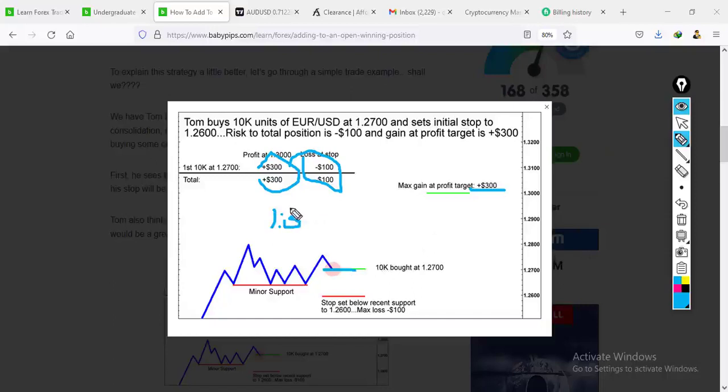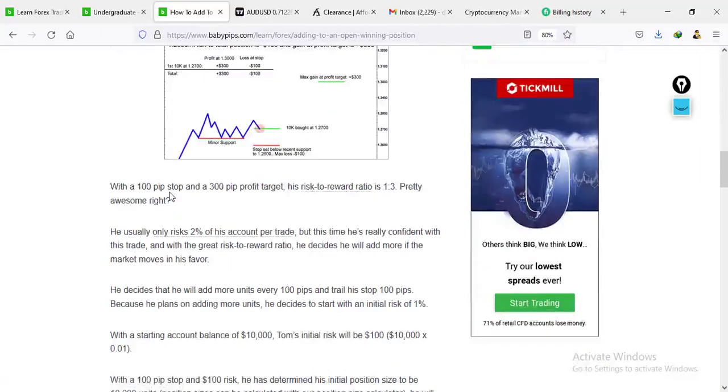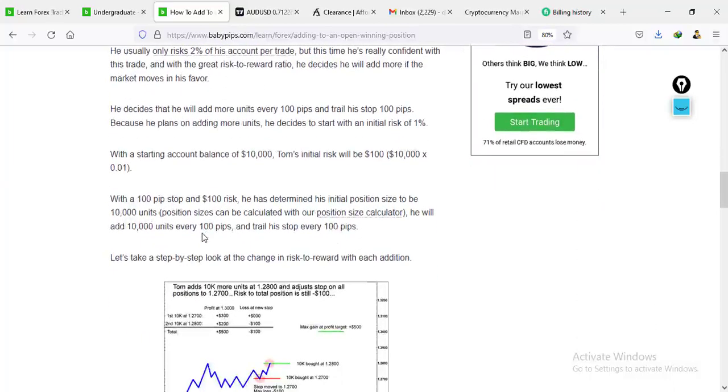When you are risking 1 with a goal of making 3, it is called 1-to-3. Okay, when you are risking 1 with a goal of making 2, it is called 1-to-2. So he is risking 100 with a goal of making 300. This is called 1-to-3 risk to reward ratio. So let's see how Tom can add to these positions gradually. Okay, so with a 100 pip stake, 300 pip target, 1-to-3 risk to reward ratio, he's risking 2% of his total account, which is much, even though you can risk just 1%. Now let's see what Tom decides to do.